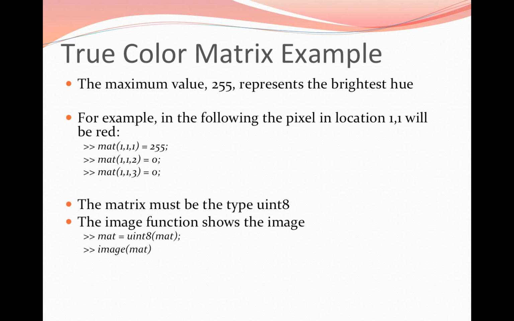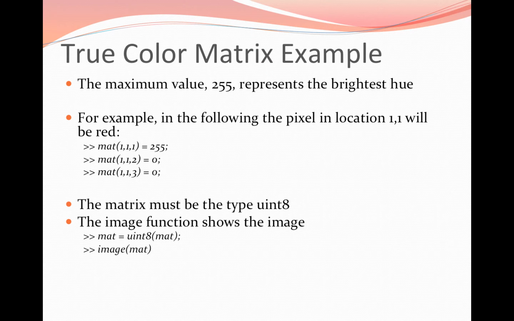So for example, if we had a three-dimensional matrix and we wanted the pixel in location 1, 1 to be red, we would say mat(1, 1, 1). So again, those are the coordinates of the pixel, and the last 1 is the red component. We want that to be 255, but we want the green and the blue components to be 0. So in other words, that pixel is going to be red. That's just one particular element in the image matrix, which is the first row, first column.